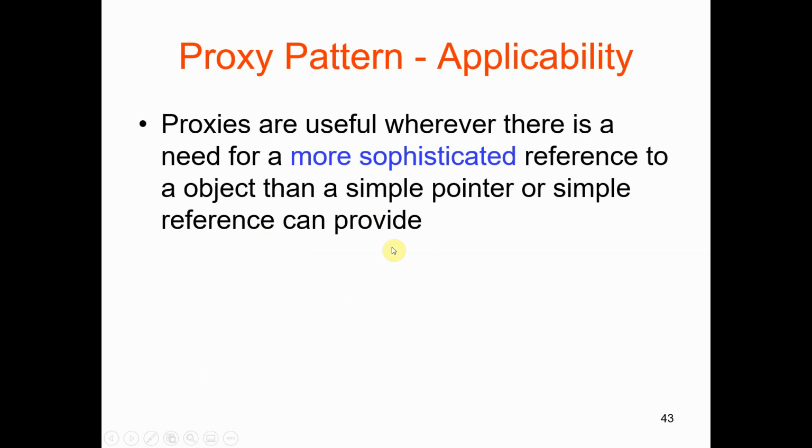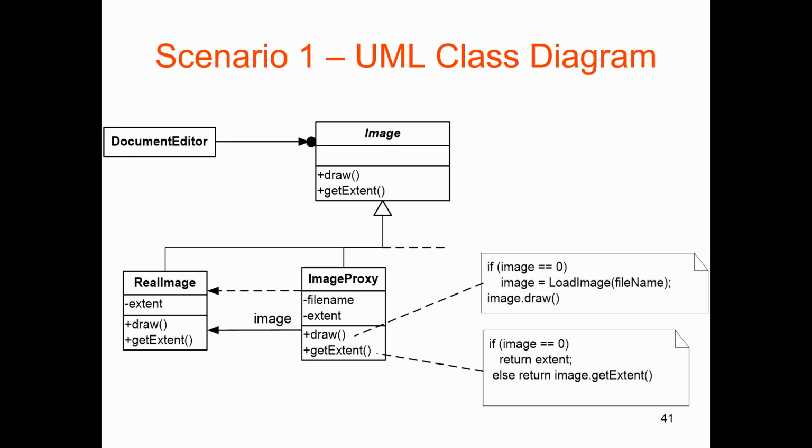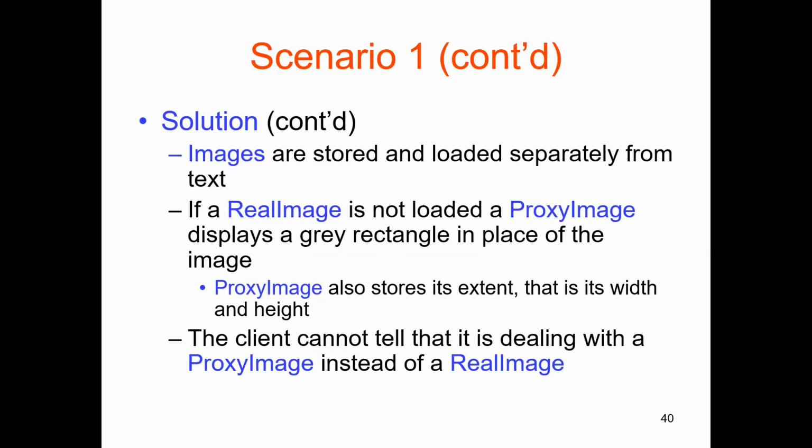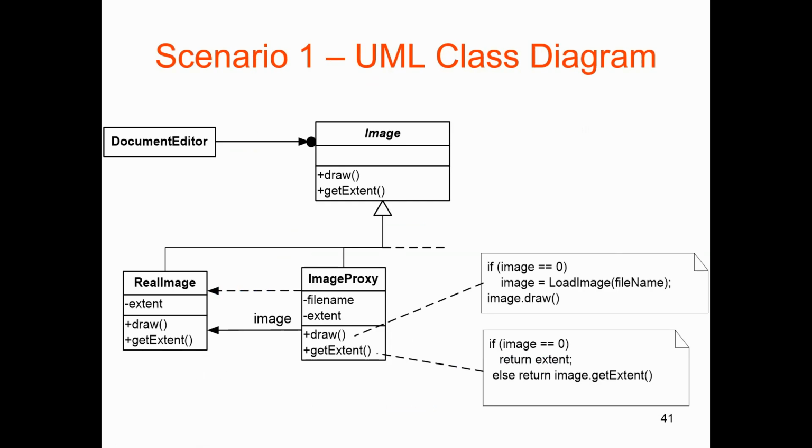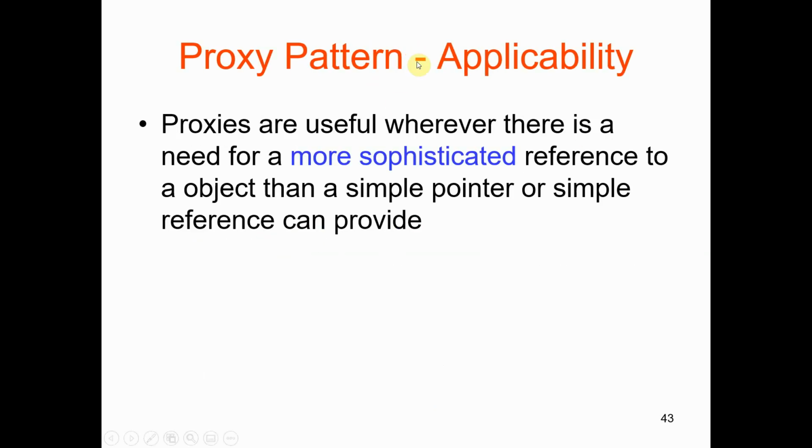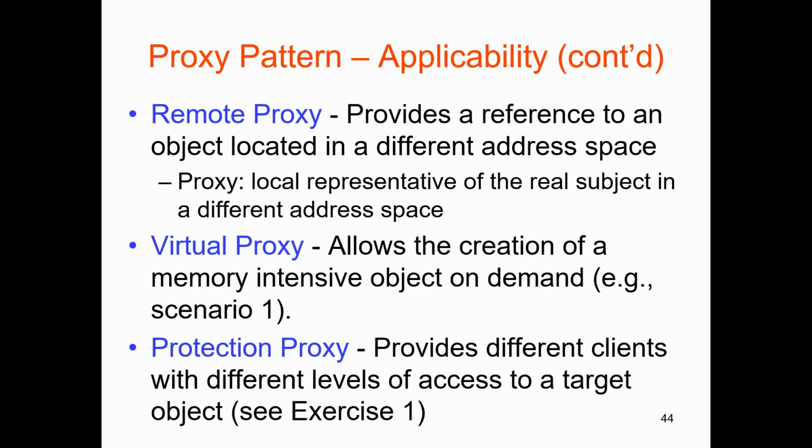Okay, let's see when we use a proxy. In the last two slides, we showed you two scenarios. Both are used to save resources. The proxy is used whenever there's a need for a more sophisticated reference to an object than a simple pointer or simple reference can provide. So anytime you see that there's a need to control the access to the real object, then you consider using the proxy.